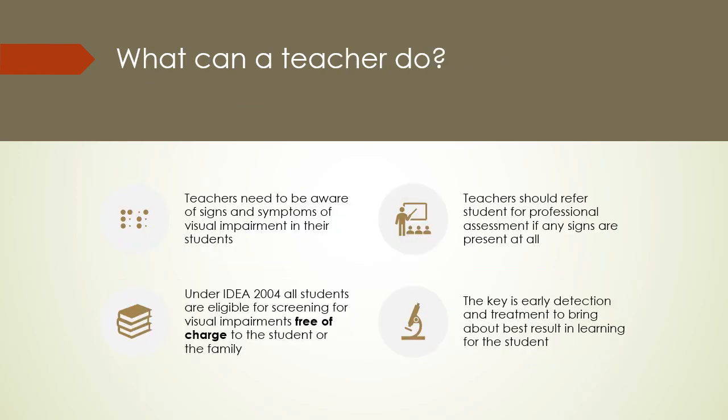What can a teacher do? Teachers need to be aware of signs and symptoms of visual impairment in their students. Teachers should refer students for professional assessment if any signs are present at all. Under the IDEA Act of 2004, all students are eligible for screening for visual impairments free of charge to the student or the family. The key here, as with most of these conditions and special education aspects of these children that we've learned about, is early detection and treatment to bring about the best result in learning for the student.